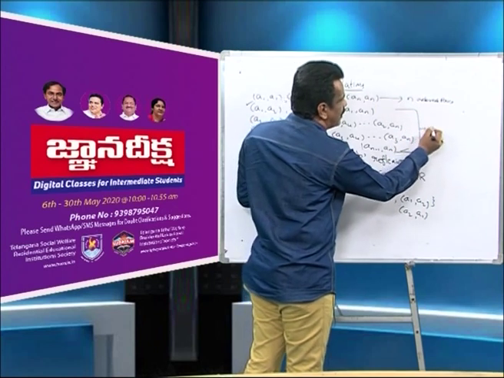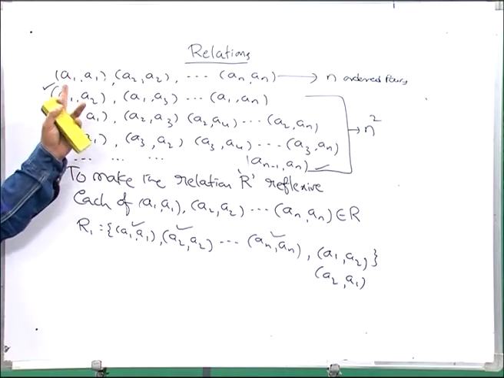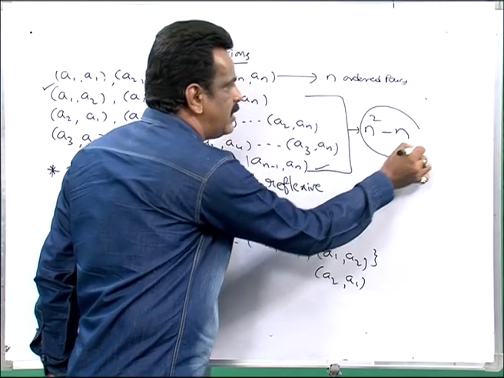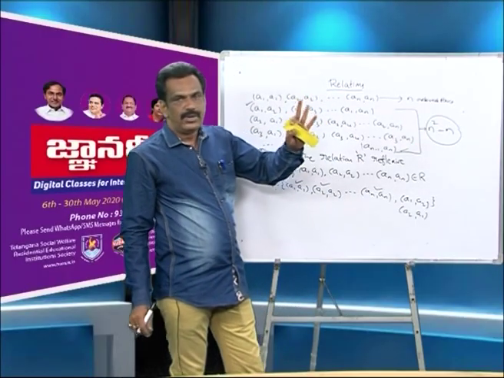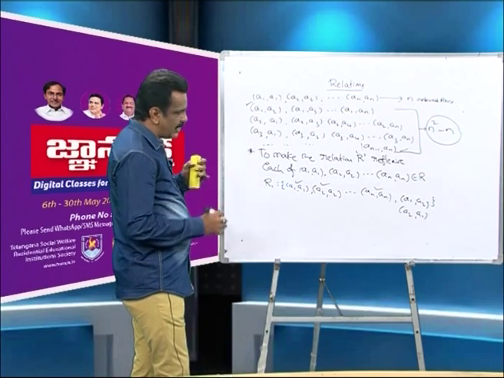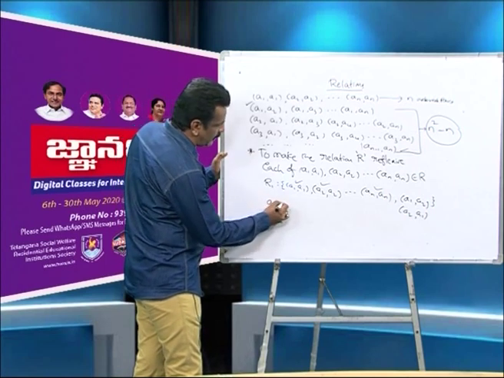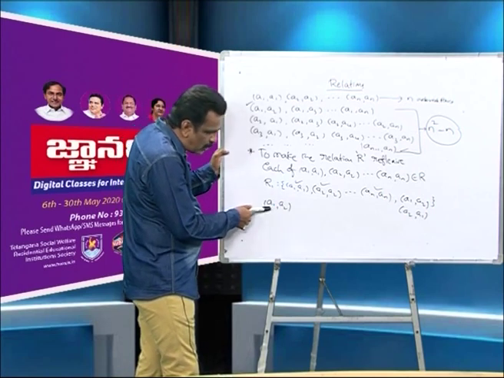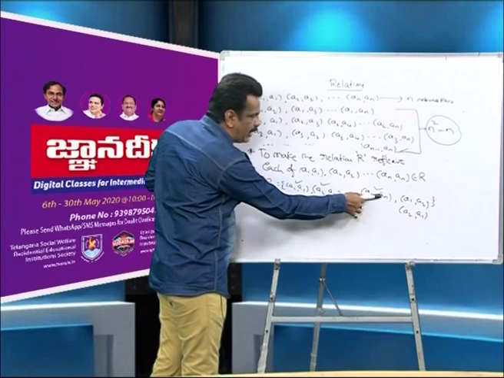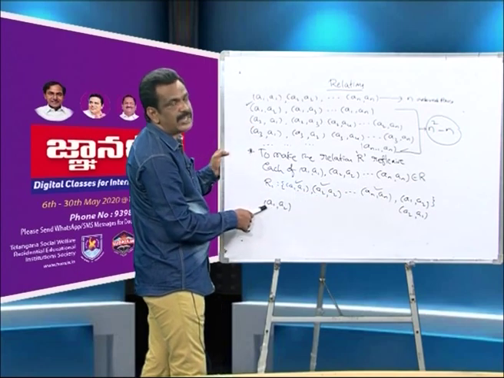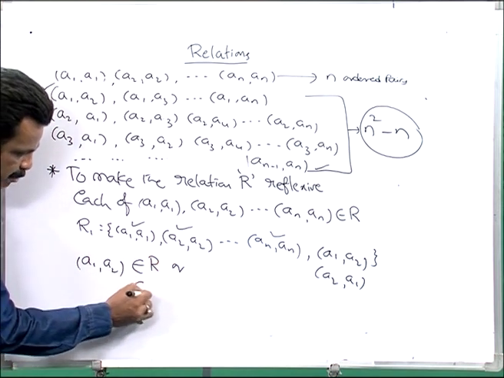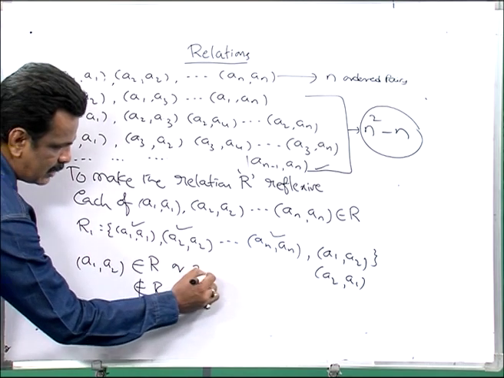In total there are n square ordered pairs, of which the first category of ordered pairs is n in number. The remaining number of ordered pairs is n square minus n. So for each of the n square minus n ordered pairs, we think of the possible ways. If I take A1 comma A2, and include it in the relation after including A1 A1, A2 A2, and so on up to AN AN, it doesn't affect the reflexive property. Hence it may be in the relation R, or it may not be in the relation R, so there are two ways.